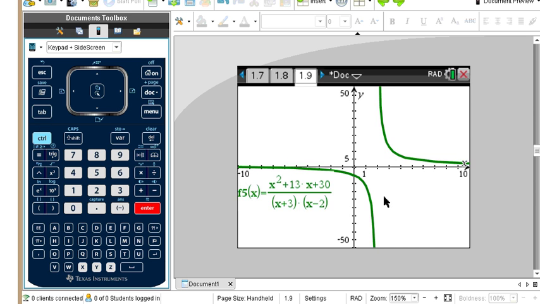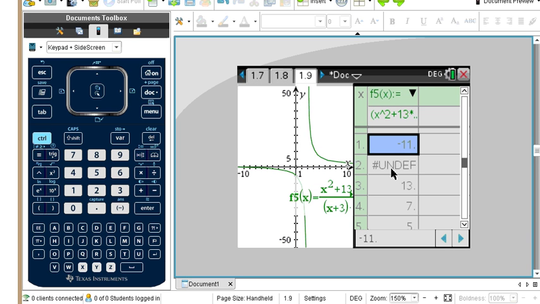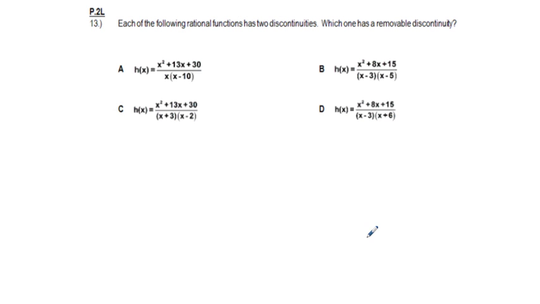And there we see our vertical asymptote at x equals 2, but nothing at x equals negative 3. But if we go to Control T, we will see we are undefined. That's a vertical asymptote at x equals 2, but at x equals negative 3, we have a removable discontinuity, and the graph of a removable discontinuity we're not going to see when graphed in the calculator. So our correct answer is going to indeed be C.